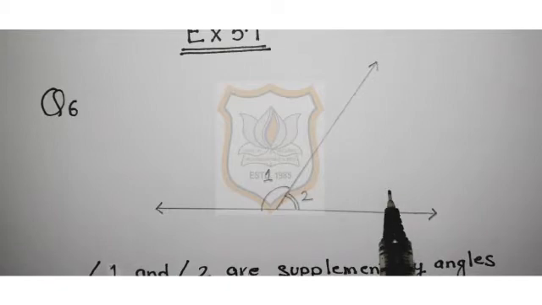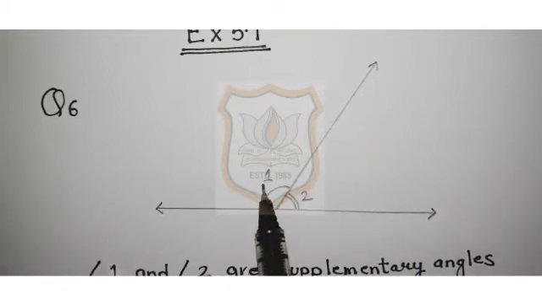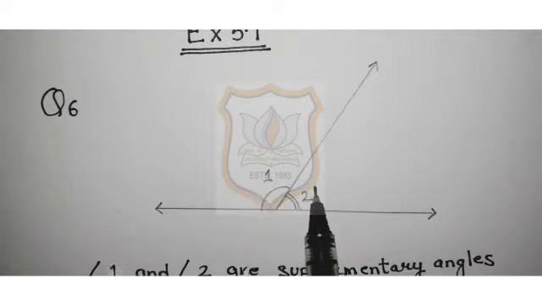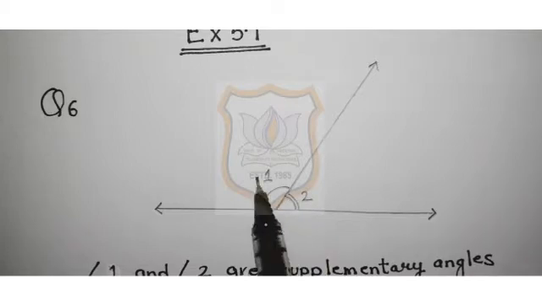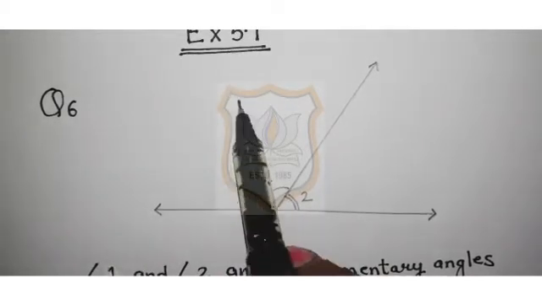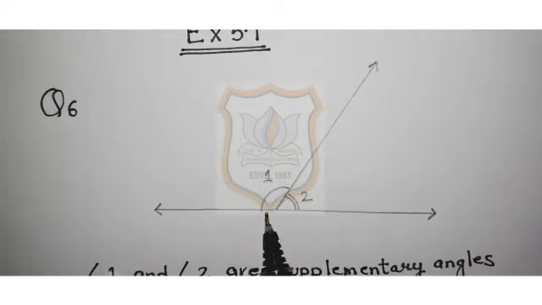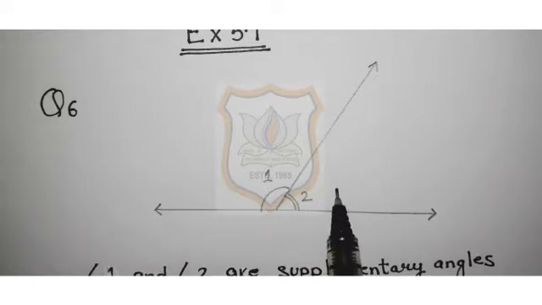First look at this figure in which angle 1 is given and angle 2 is given. Both angle 1 and angle 2 are supplementary angles, that is given in the question. And in the question it is asked that if I decrease the measure of angle 1, then what change should take place in angle 2? Will it decrease or will it increase, that you have to tell.